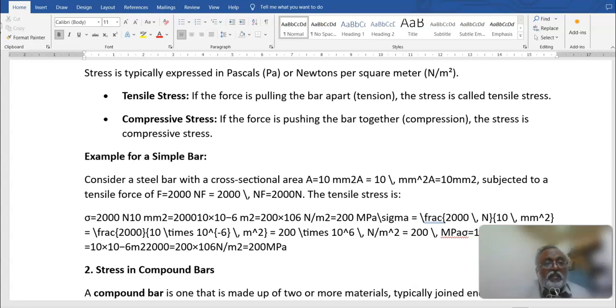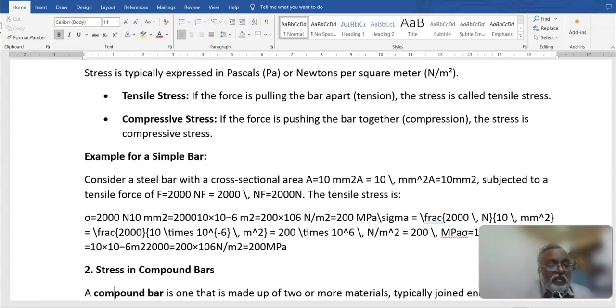Tensile stress: if the force is pulling the bar apart, the stress is known as tensile stress. If the force is pushing the bar together, the stress is known as compressive stress.